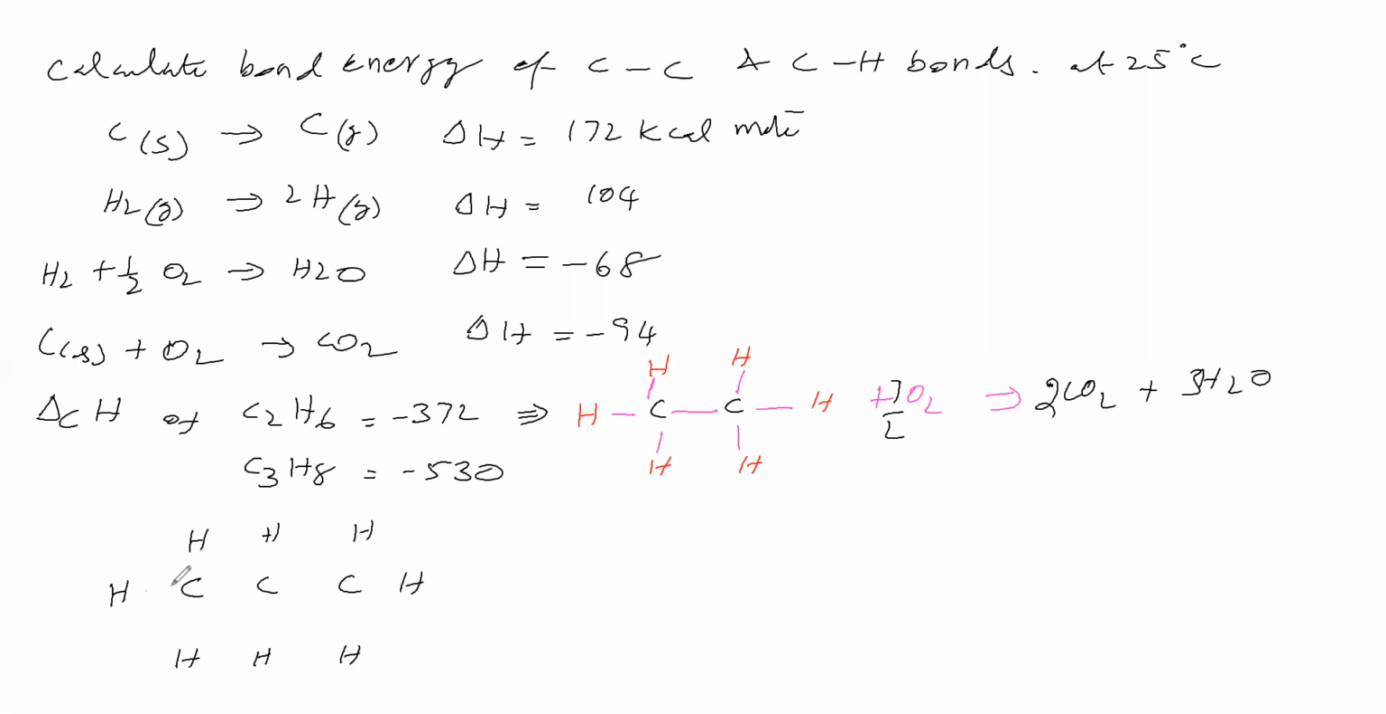Now, we will give the bond. Hydrogen makes a single bond. Then carbon can make totally 4 bonds. Here 3 bonds are there, plus 1 bond. Here 3 bonds are there, plus 1 bond. So totally 3 bonds. Propane.